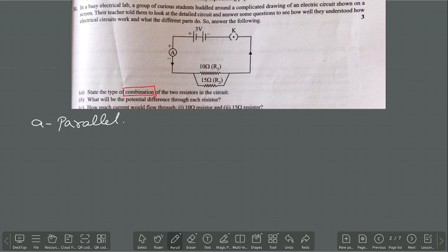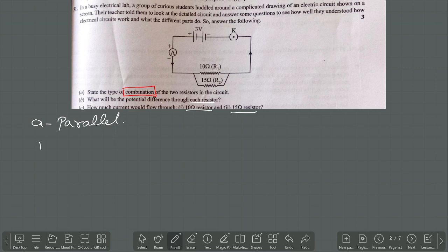Next, question B. What will be the potential difference through each resistor? What will be the potential difference created through each resistor here, and how much current will flow through the 10 ohm resistor and how much current will flow through the 15 ohm resistor? First let us calculate the current directly. In parallel, will the flow of current remain the same or will it vary? It will vary from one resistor to another resistor.